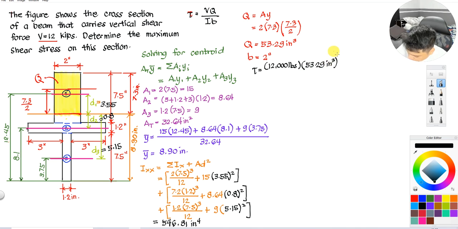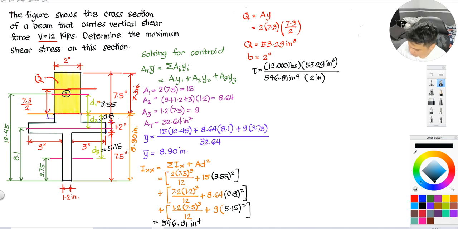inches cubed. Okay, all over I. So, ang I natin is 546.81 inches to the fourth. And then the B, which is 2 inches. Okay, so the shear stress for this one is equals to 584.74 PSI. Okay, so I have now the shear stress.